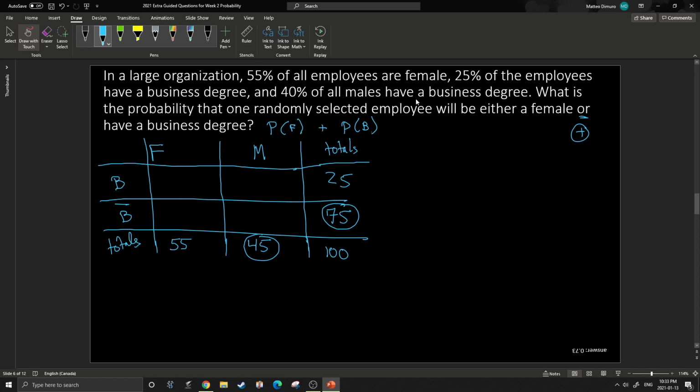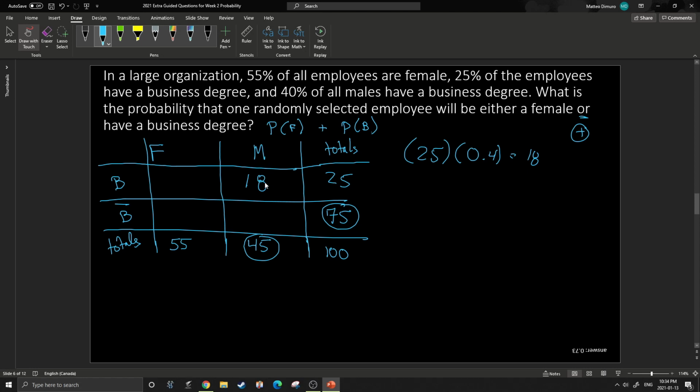Now, 40% of all males have a business degree. Here you're going to have to do a bit of work, because they're saying 40% of all the males have a business degree. So here's males and business. We can't write 40 here, because that would mean 40, and the total is 25. So we have to go 25 times 40%, so 0.4. That's going to give us how many actual males there are that have a business degree. When you type that in on your calculator, you'll get 18. So now I know that this is 18.